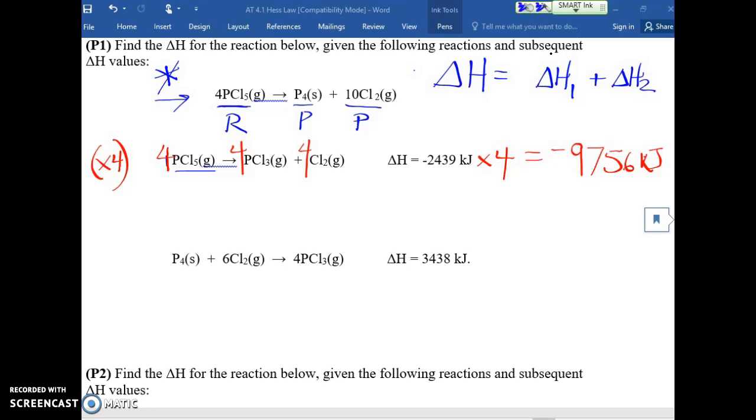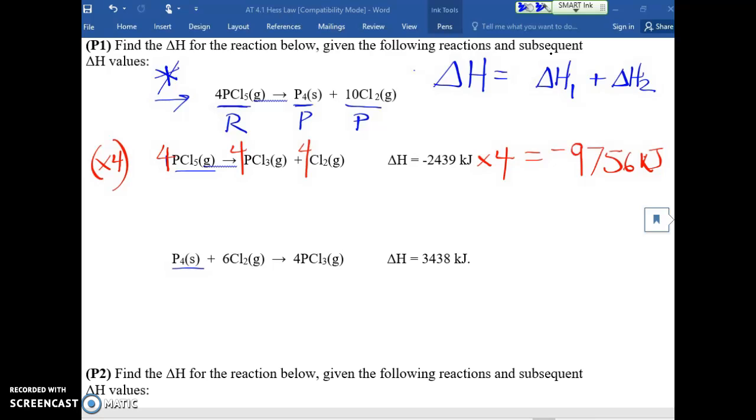But this is interesting. I need, as I said, 1 P4 solid on the product side. And if you notice, I have 1 P4 solid, but it's on the wrong side. What should I do to the reaction? You can reverse it and then subtract and negate. Yeah, perfection. Guys, what we want to do, we want to rewrite this.